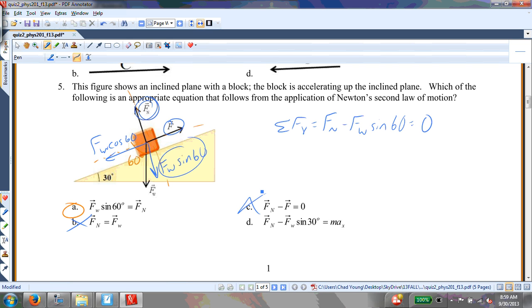And then Fn minus Fw sine 30 equals max. Well, Fn is in the y direction, so it's not going to affect the acceleration in the x direction. So that's not an option.